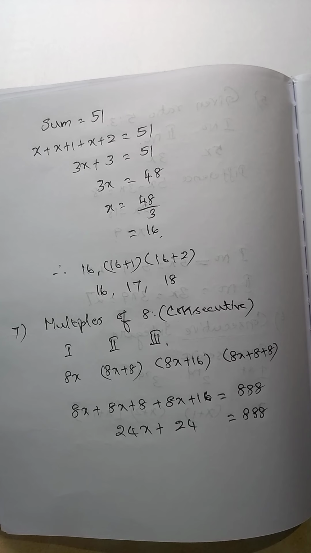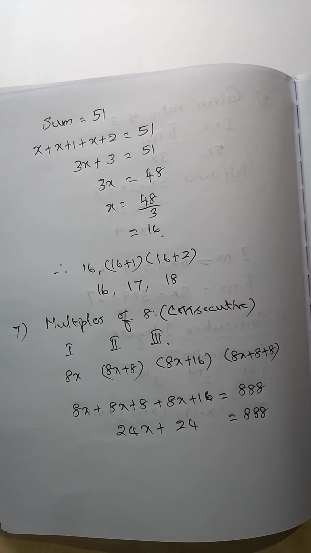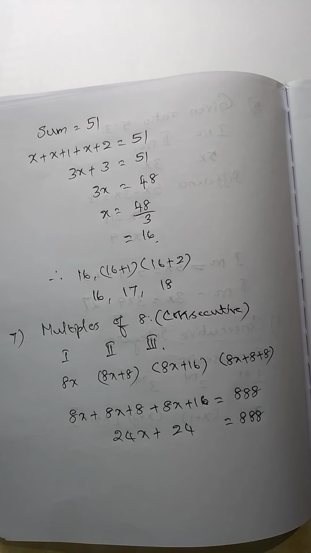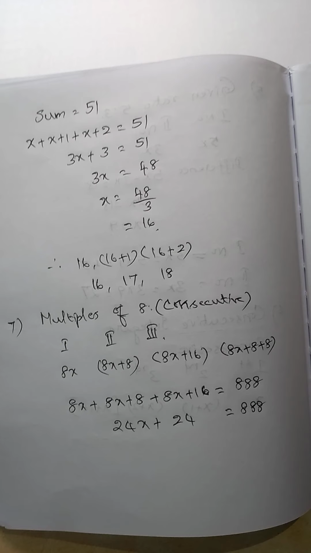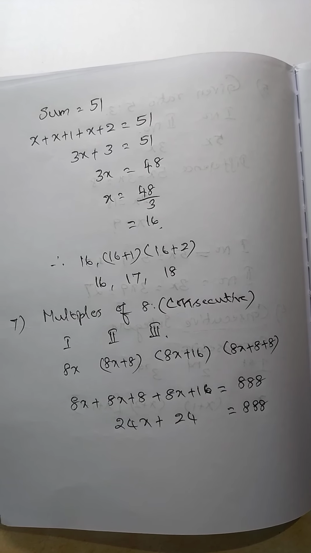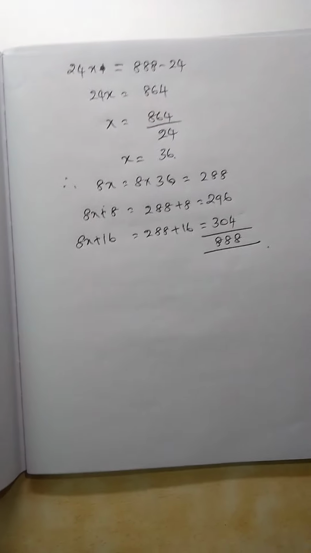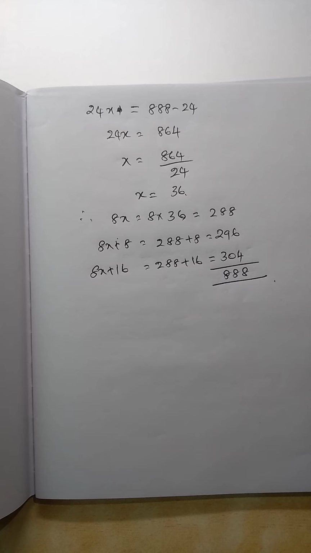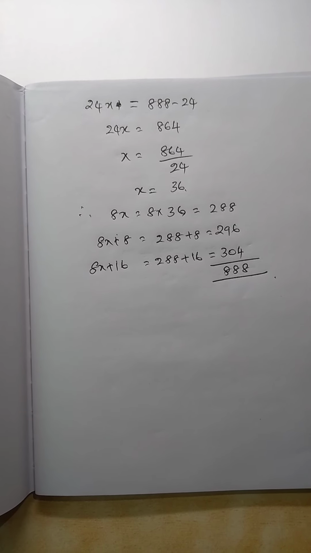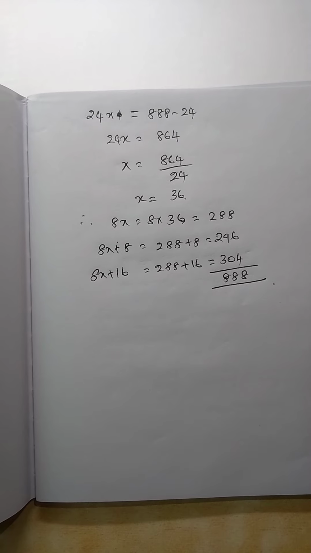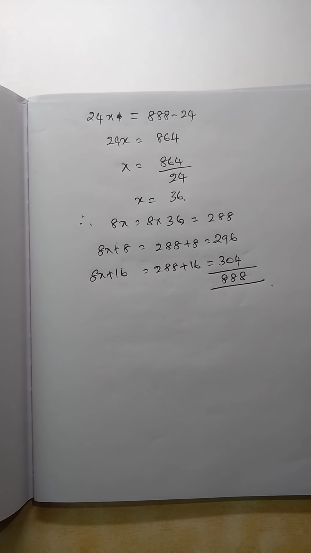It is given that the sum is 888. So 8x plus 8x plus 8 plus 8x plus 16, that is equal to 888. So add it up. 24x plus 24 is equal to 888. 24x becomes 888 minus 24. So 24x is equal to 864. So x becomes 864 by 24. So x is equal to 36.